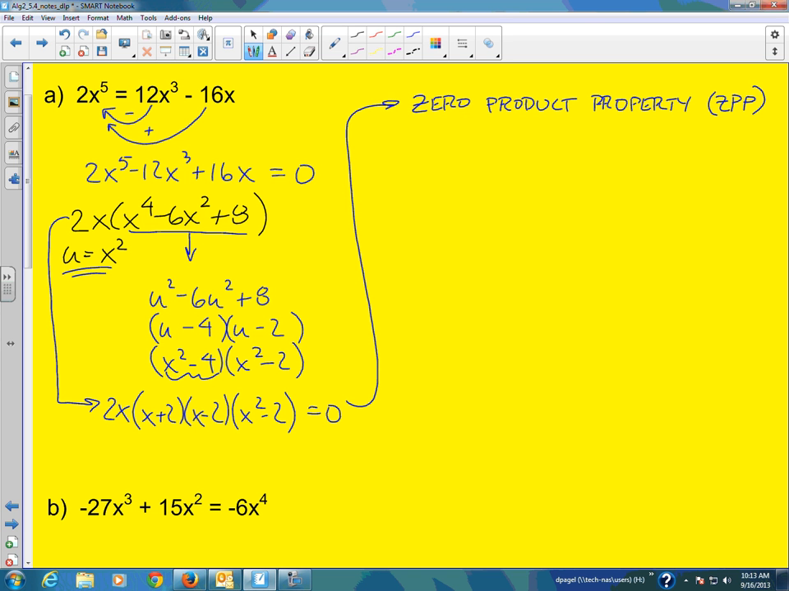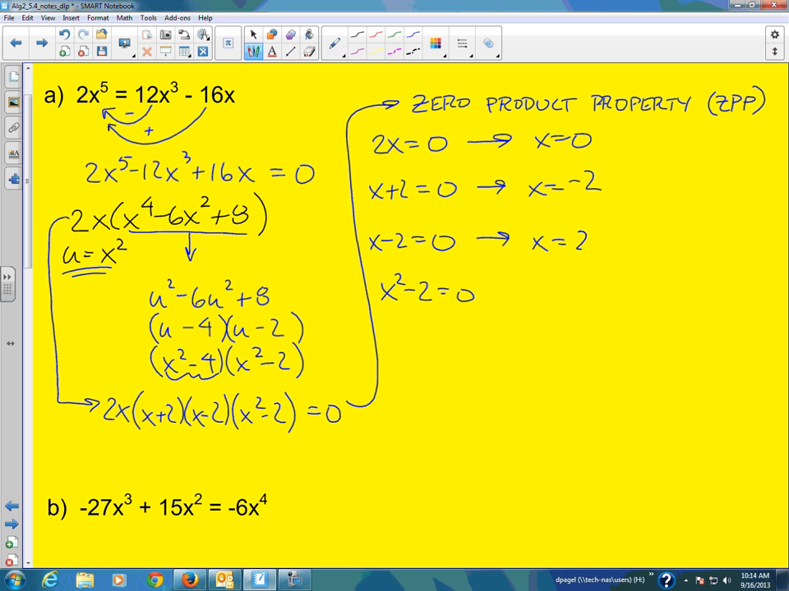Zero product property says that if any of those factors were a 0, it would make the product equal to 0. That means we take every factor that has a variable in it and we set it equal to 0. And this is how we find all of the possible values of x that make this thing true. Well, this one, divide by 2 and you get x equals 0. This one you subtract 2 and x equals negative 2. This one you add 2, you get x equals positive 2.